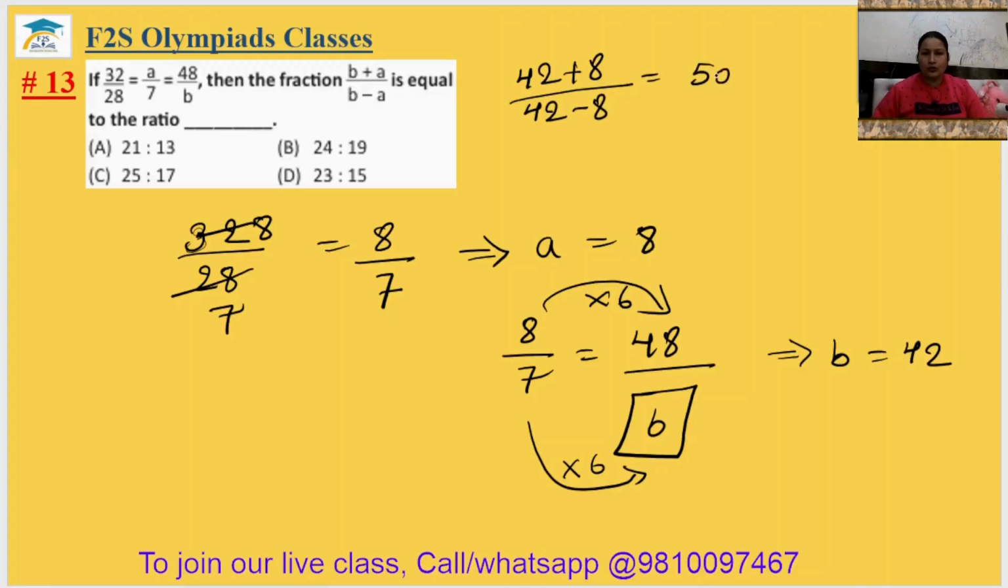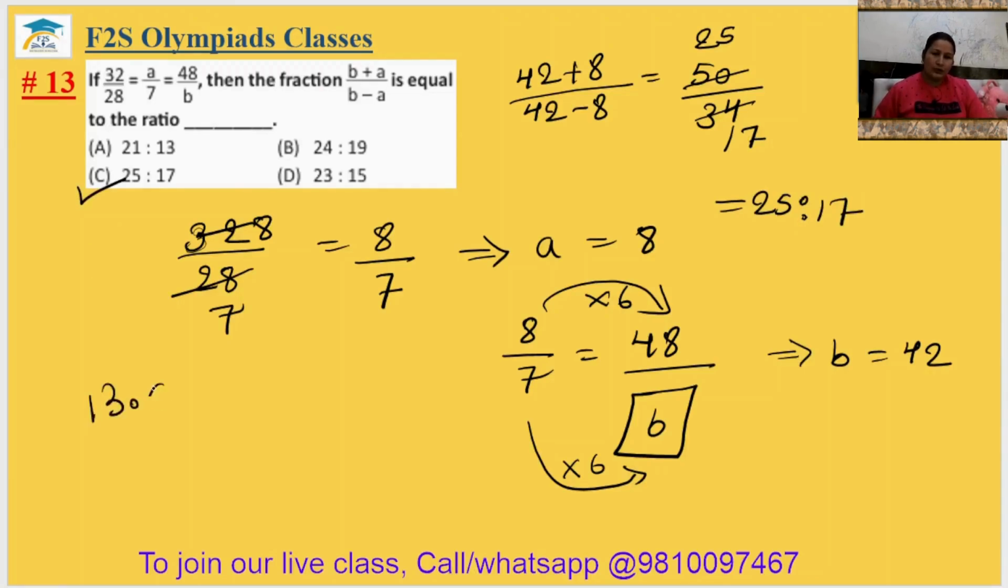Okay? So 50 upon 34. Okay? It will be your 25, it will be your 17. So 25 is to 17. It is in option number C. So the 13th answer will be option C.